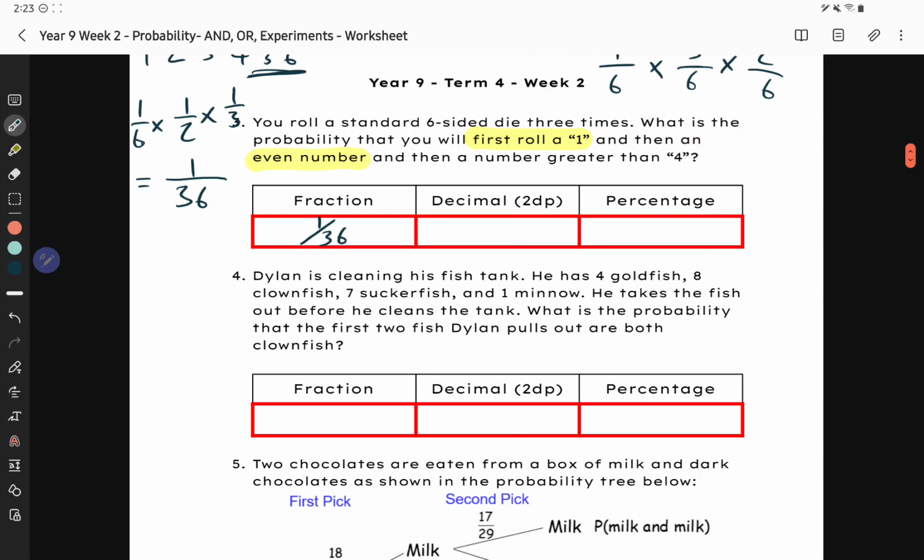In decimals, I go 1 divided by 36 on my calculator. I get 0.02777777. So I'm going to go 7, and we're just going to round it up to 8. Oh, wait, it says 2dp. Sorry about that. It should be just 2.8 then. Rounding it up. Percentage, I times it by 100. I get 2.8%.